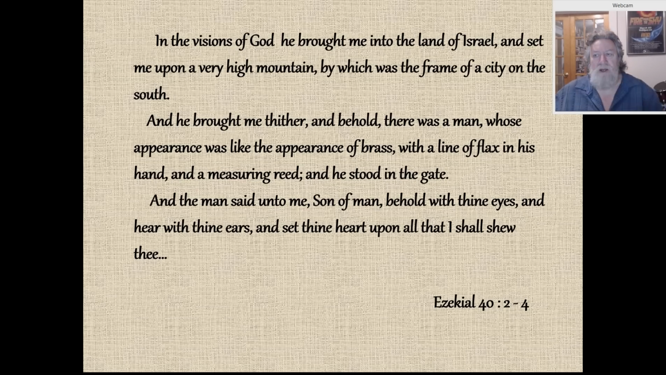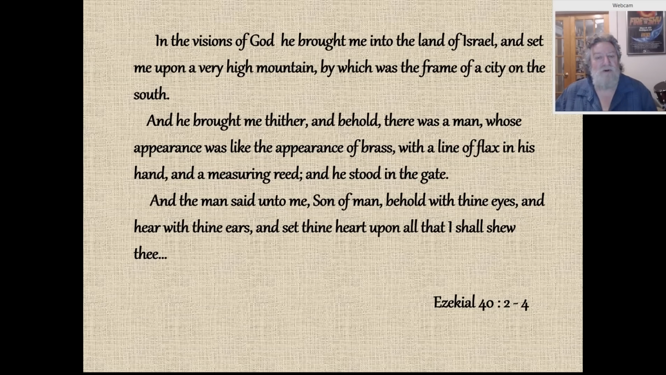So here we have the introduction to the prophetic vision. And what forms the basis for this introduction into the prophetic vision is that Ezekiel sees this man. And the man has a line of flax in his hand and a measuring reed. So with these two implements, these were the two basic implements by which one was able to establish the ground plan of the sacred structure.